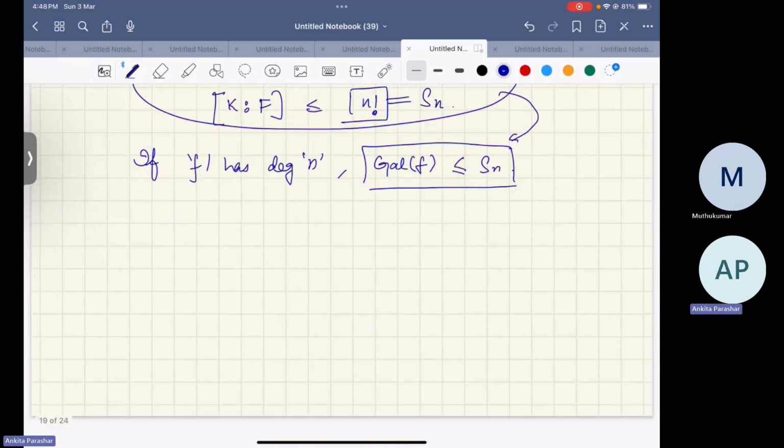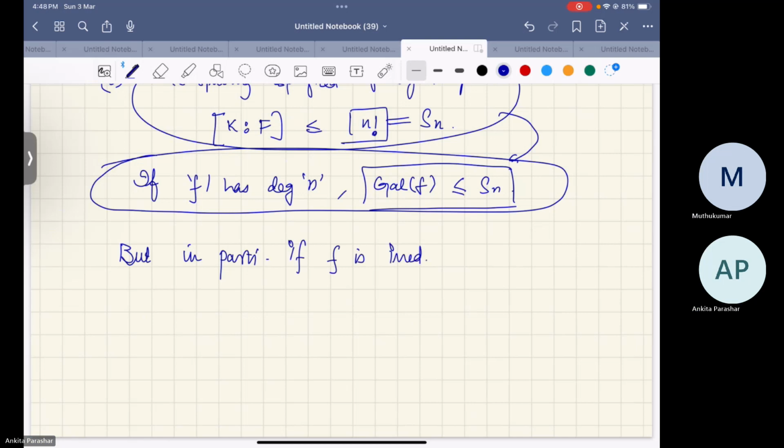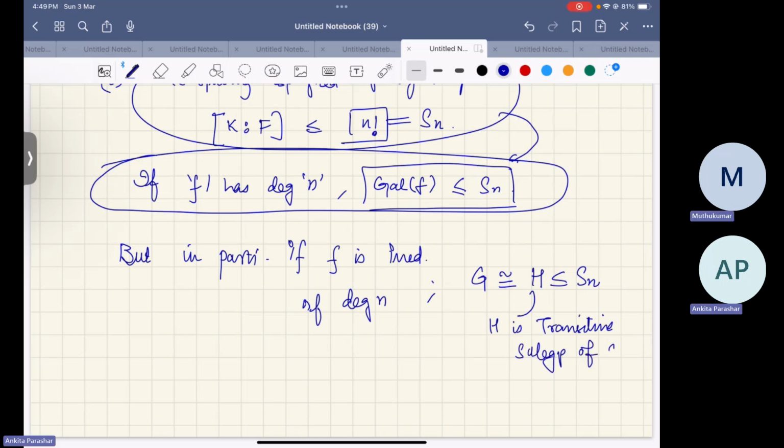So let me recall. Whenever it is any degree n polynomial, this will be satisfied. But in particular, if f is irreducible of, let's say, degree n, then it will be isomorphic to a transitive subgroup of Sn. H is transitive. Do you agree? This is one result I think Sir has given in his notes. Given f irreducible of degree n, the Galois group is always isomorphic to some transitive subgroup.